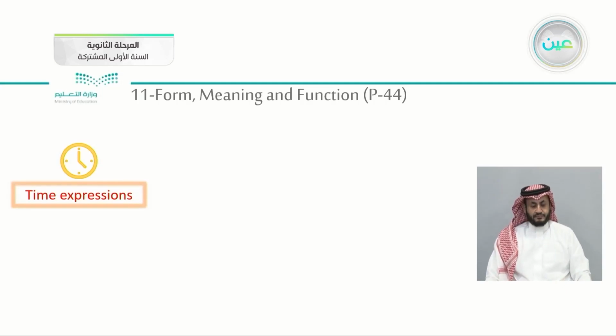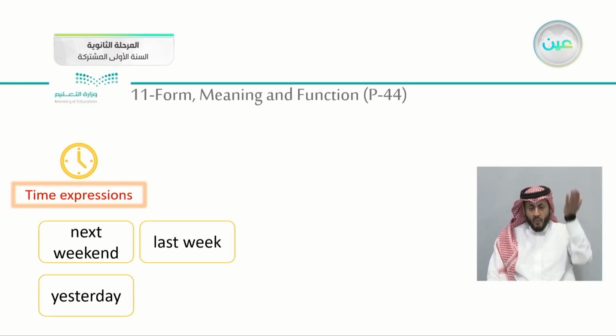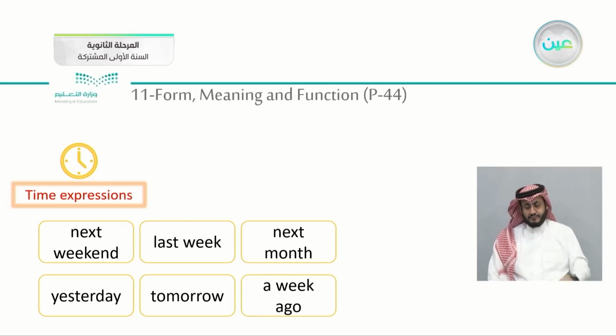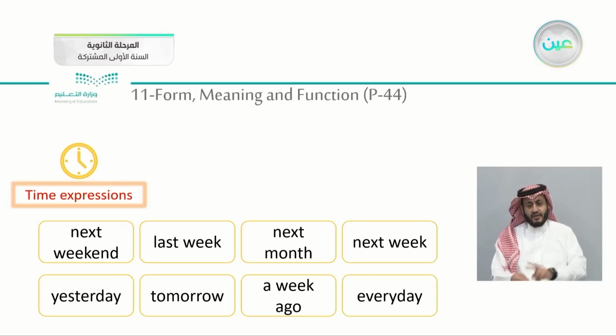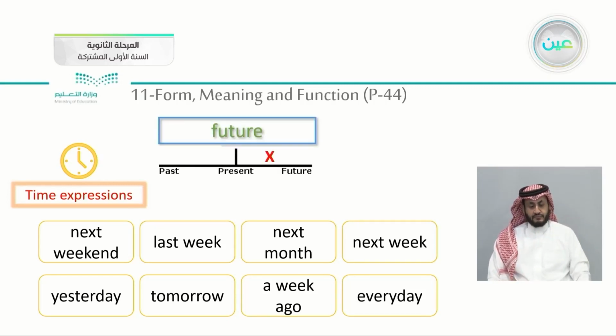For time expressions, the future time, let's speak about time expressions. What are they? They are words or expressions that refer to the tense itself. We have next weekend, yesterday, last week for the past, tomorrow for the future, next month for the future, a week ago for the past, next week, and every day for the present simple. Let's try to highlight the ones that we will use for the future tense, something about to happen.